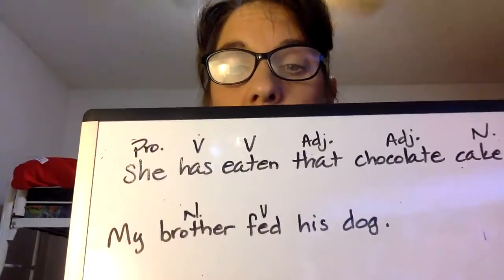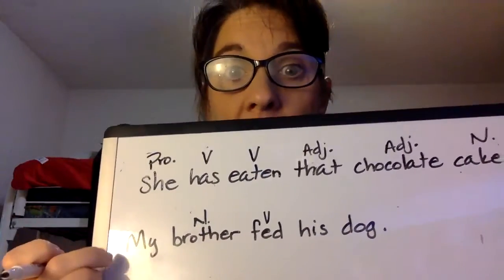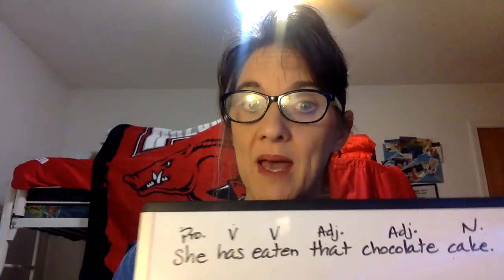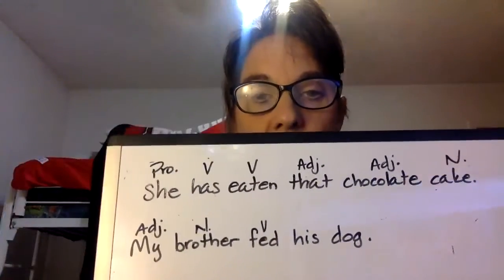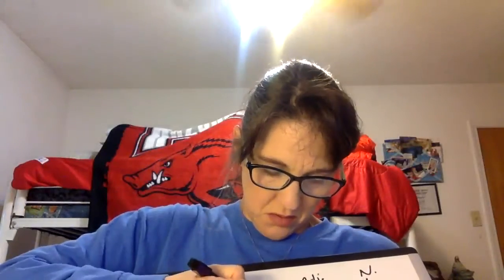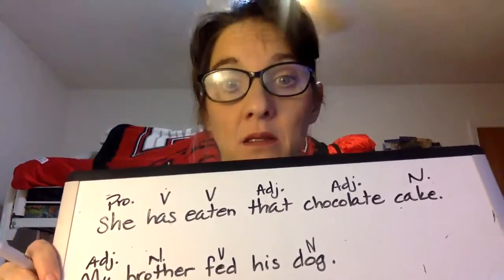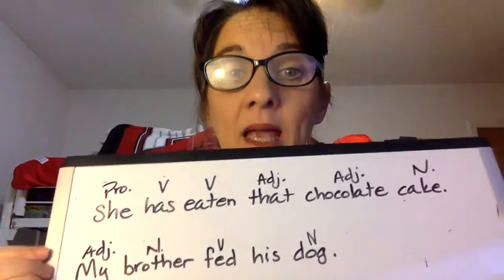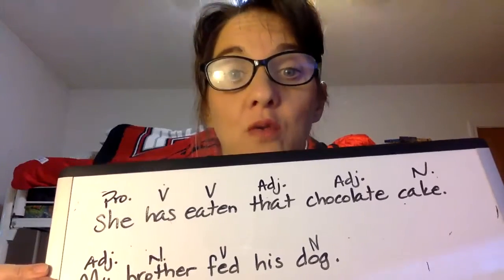Okay, is there anything telling us which brother, whose brother, or anything like that? My. My is a pronoun, but in this sentence, it's acting like an adjective because it's answering that whose question, okay? So I'm going to label it as an adjective. Okay, look for any other nouns that you might see. Dog. So I'm going to put noun there. And then we have one word left, his. So it's just like my, it is a possessive pronoun, but because it comes in front of a noun, it's acting like an adjective. It answers that whose question. Whose dog? His dog. So I'm going to label it as an adjective.